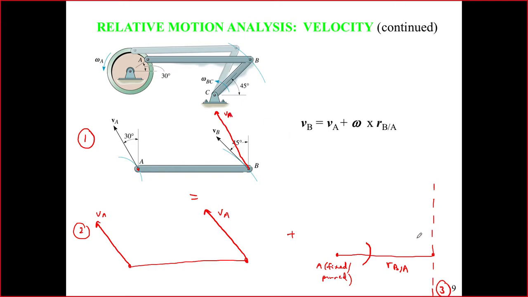On top of this, I know that the relative velocity due to rotation has to be perpendicular. So then I can complete my head to tail rule to get the resultant velocity of B, and I can see that this is a downward relative velocity of B with respect to A. So this must be down like so. So this is my fourth step to complete my velocity diagram. And now I can find out that omega BA must be anticlockwise to give me a relative velocity like so.